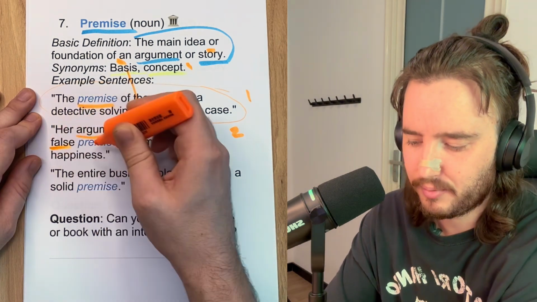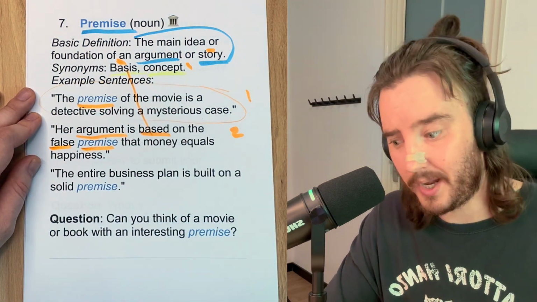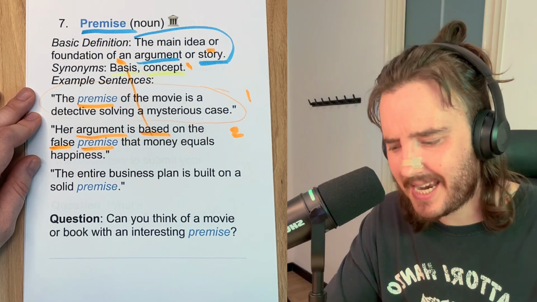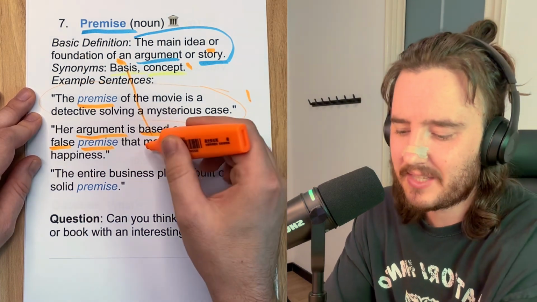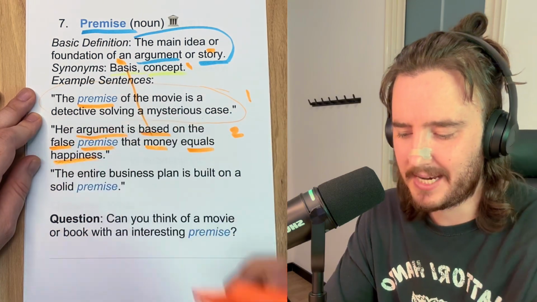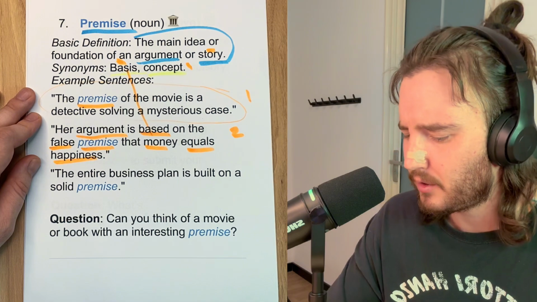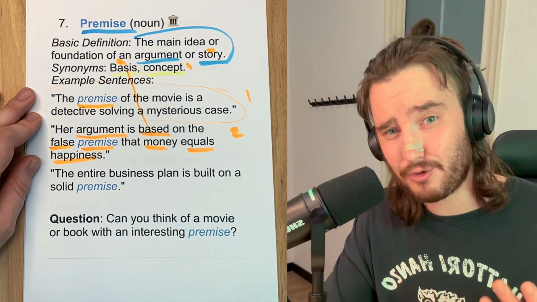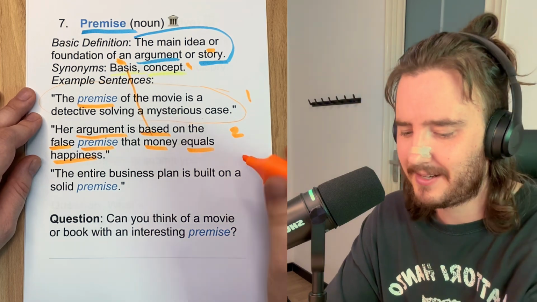It's a false premise. So it's not a strong argument. What is the false premise? What is this weak argument that we're talking about? The idea is that money equals happiness, right? That's a false premise. We can say that's a false premise because that's not true, right? Or at least lots of people would claim that that's not true.